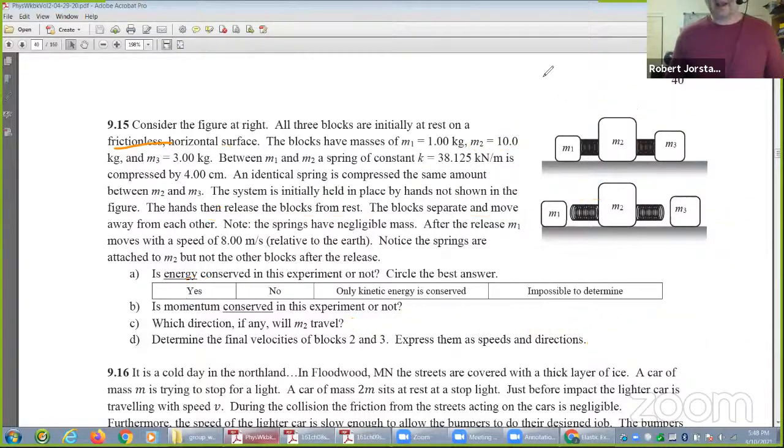Let's take a look at how this runs out. If it's elastic and energy is conserved and momentum is conserved, we can write down 2 equations. P initial equals P final. And we also know E initial equals E final. In this problem, what is the initial energy? 0 or not 0?